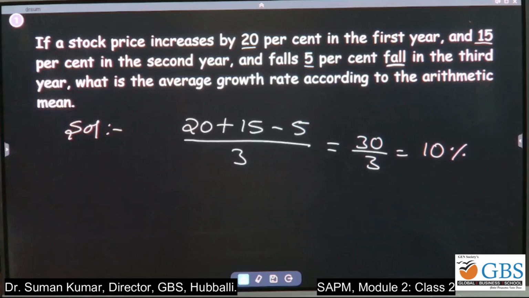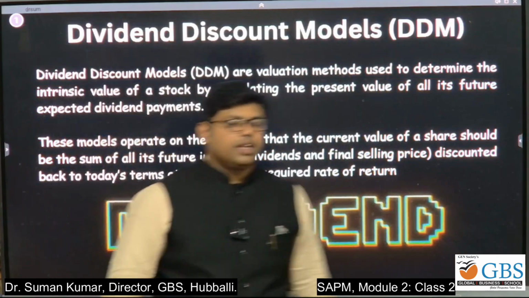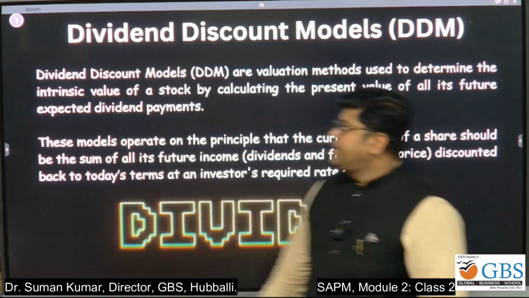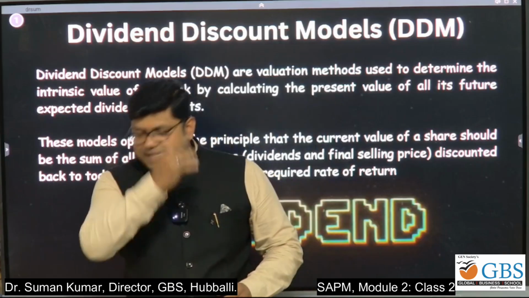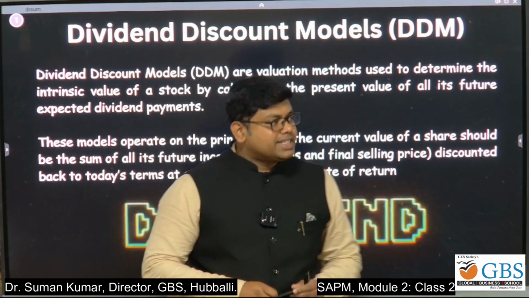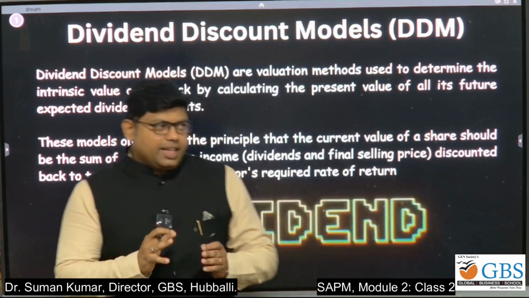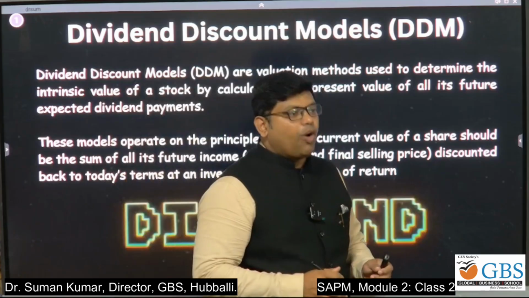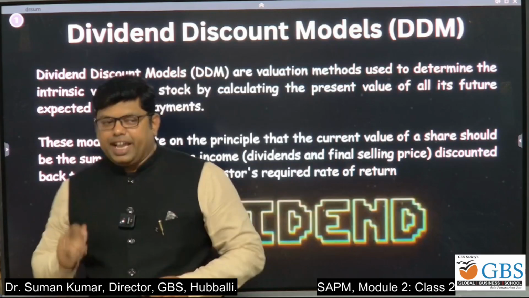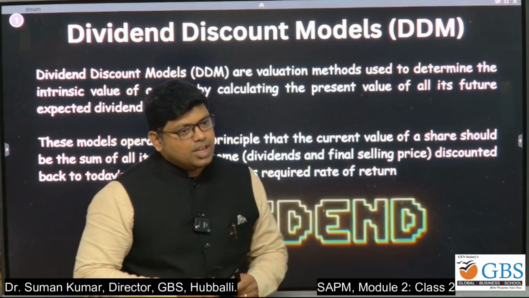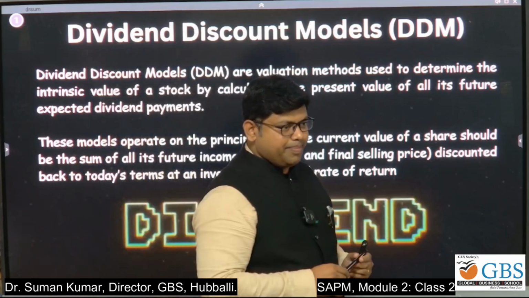Very, very simple. Yes. Now we'll move to an important concept called the dividend discount model. First, let me tell you the basics of this, then we'll start understanding it. In the case of any investor, what will be your expectation? If you are an investor in any shares, what will be your expectation? Two things: one is dividends, second is capital gain.